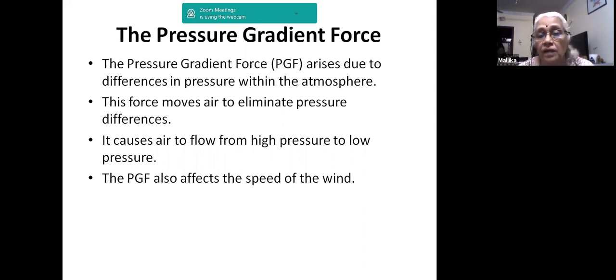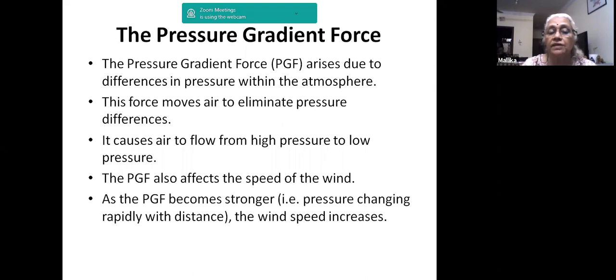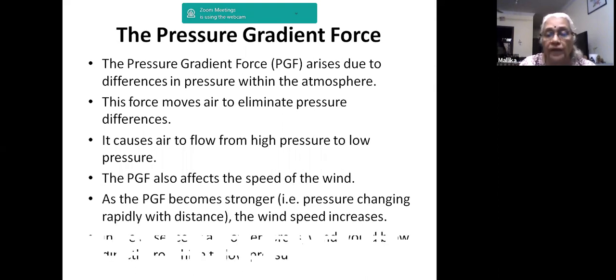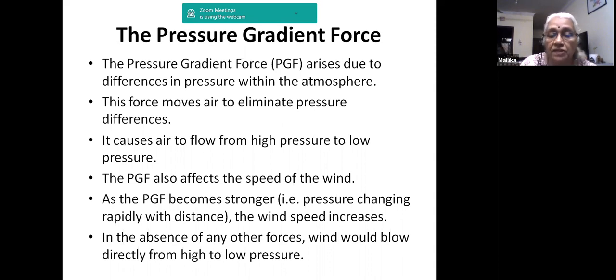In a cyclone, it is like a small cell of low pressure surrounded by high pressure, and the pressure increases very fast from the center, and that is why the speed of the wind also increases. Okay, so that's your pressure gradient force. The stronger the pressure gradient force, the stronger the wind. That's just general information.